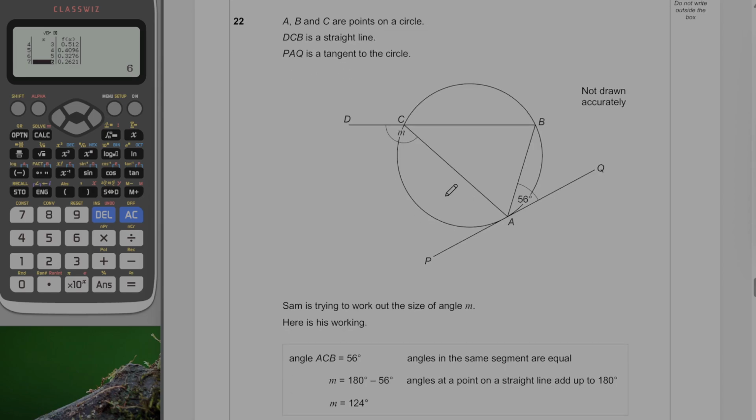Okay, question 22. A, B, C are points on a circle. D, C, B is a straight line. P, A, Q is tangent to the circle. Sam is trying to work out the size of angle M. Here is his working. Angle ABC is equal to 56. Angles at the same segment are equal. Okay, make a criticism of his working.